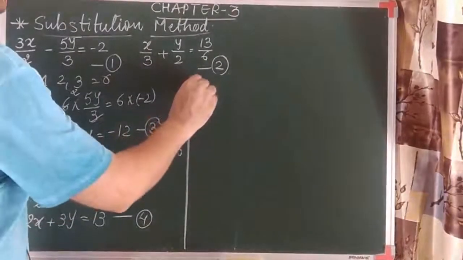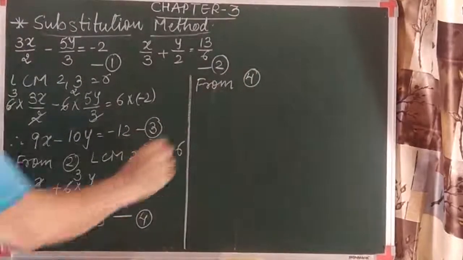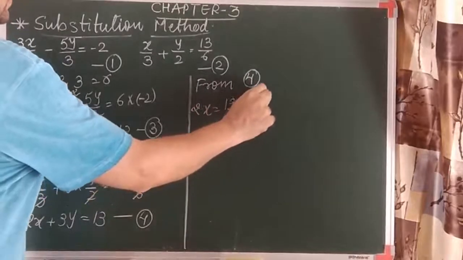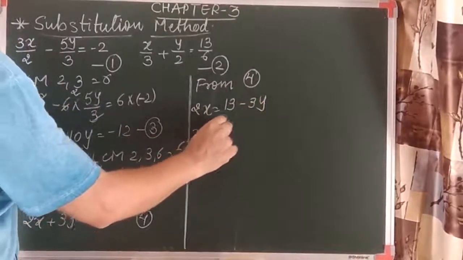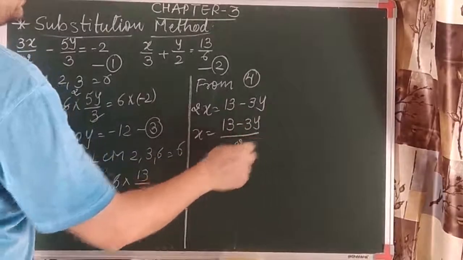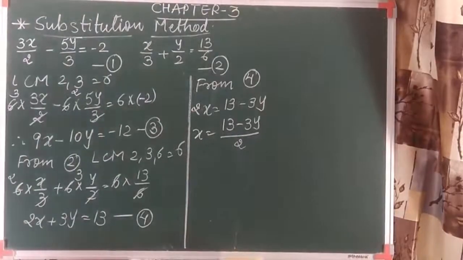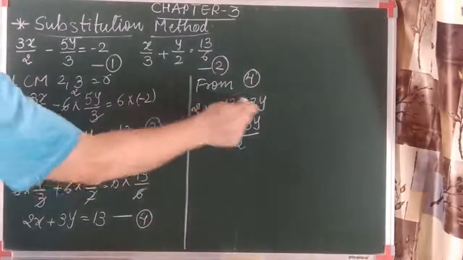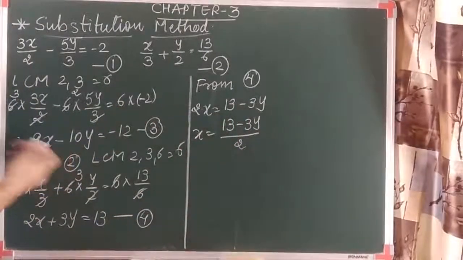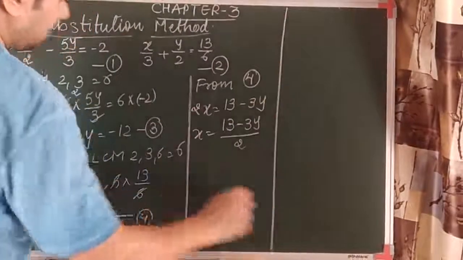So from equation 4, I'll make x the subject. So it is 2x equals 13 minus 3y. If I make x the subject, it is x equals 13 minus 3y upon 2. See, it looks quite difficult in fraction form, so it's not so easy to simplify this. Here we are not supposed to simplify this. Now this value of x we have to substitute here. That will be quite a problem for the students. So let's go for it.